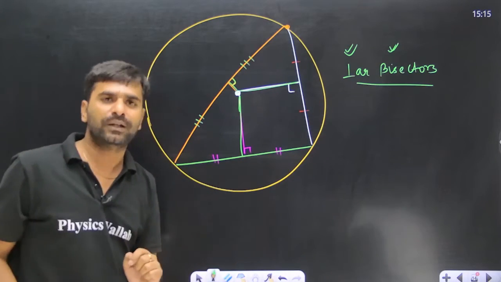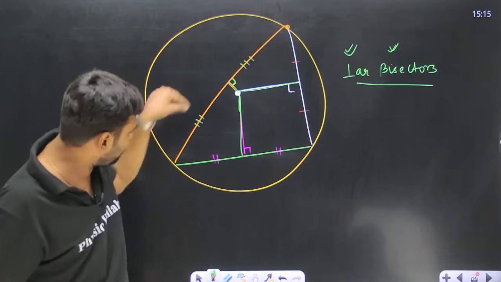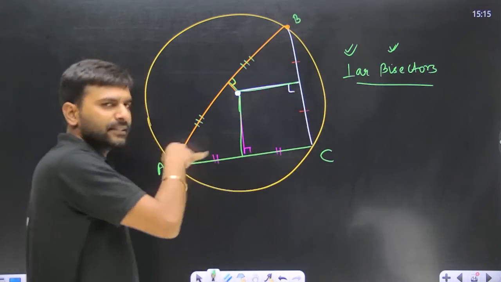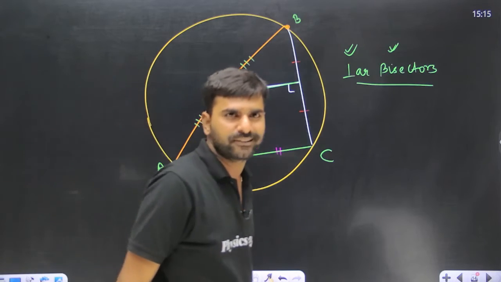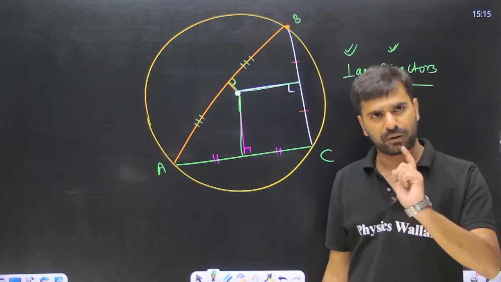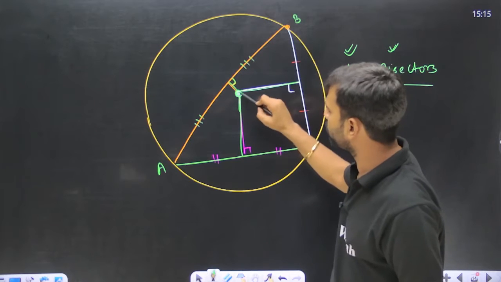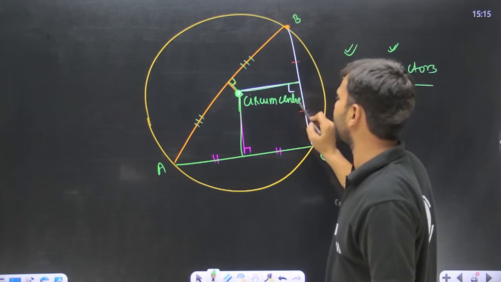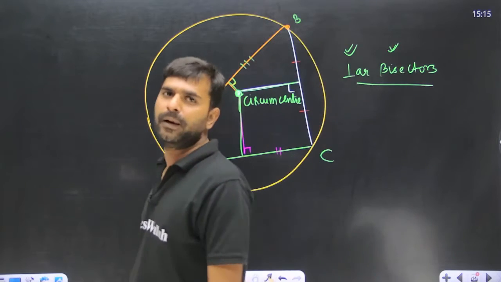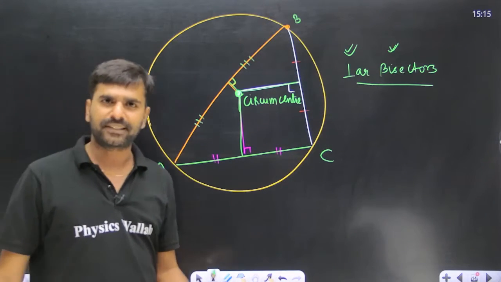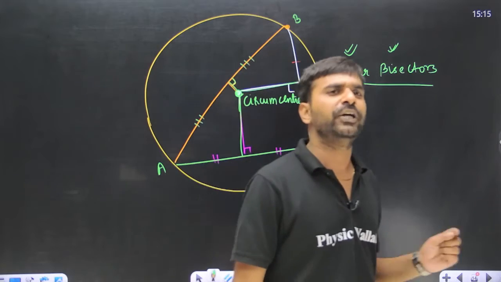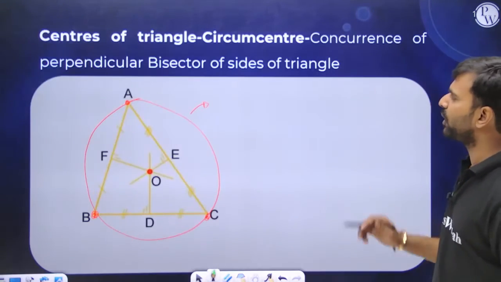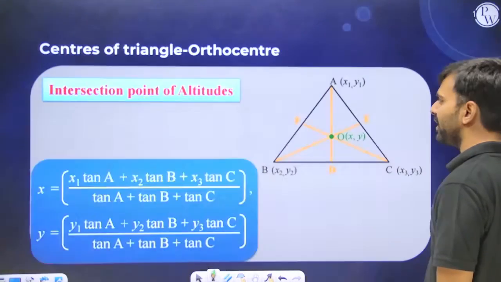So understand one thing: if this is a triangle ABC, then the circle which is passing through all three vertices is known as the circumcircle, number one. So this is the center of the circle, and we are going to call it the circumcenter. So can we say that the circumcenter is nothing but the center of a circle which passes through all three vertices, and also the circumcenter is the point of intersection of perpendicular bisectors? Yes or no? Yes, that's what we have drawn. That's why we have drawn it like this.